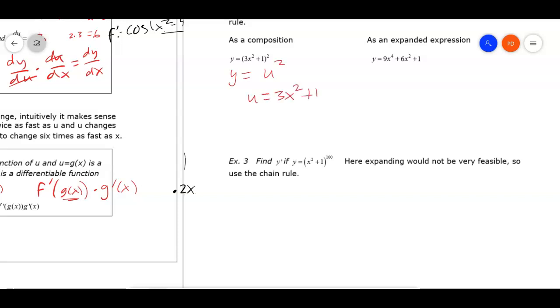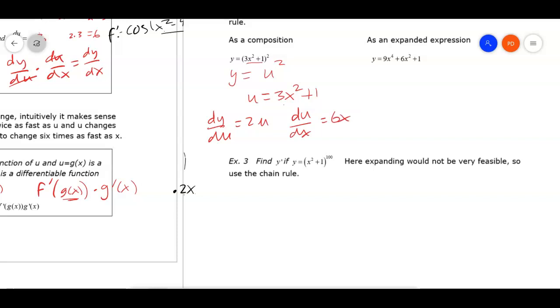You probably did some exercises like this in pre-calc 1, where you separated out functions and wrote them as composite functions. This is why. You need to be able to see that there's a function inside that's squared. So the outer function is something squared. The inner function is 3x squared plus 1. The derivative of y with respect to u is 2u. Now notice that the inner function has not changed. The derivative of u with respect to x is 6x. That's the derivative of 3x squared plus 1.